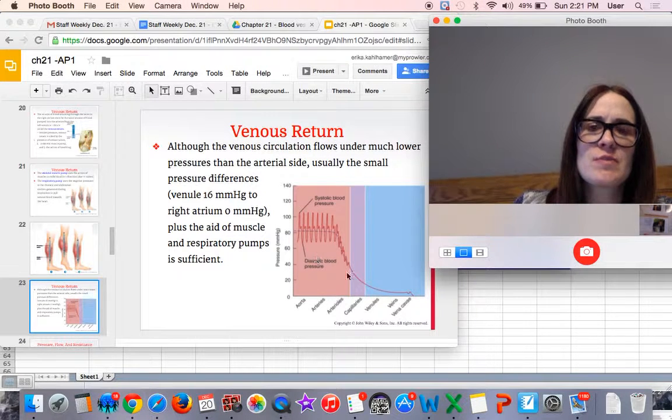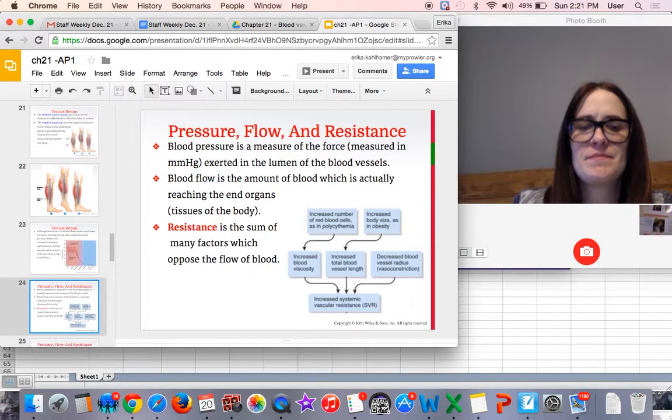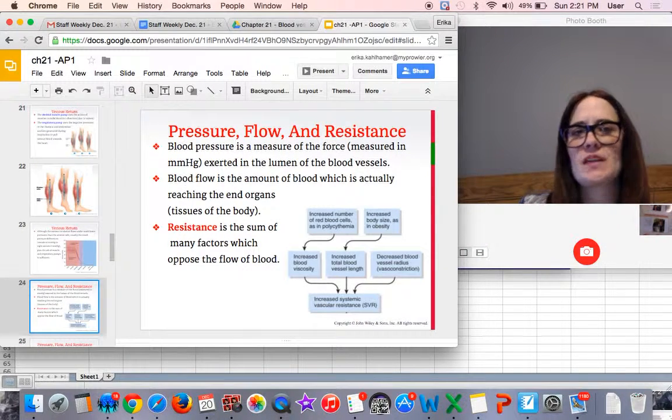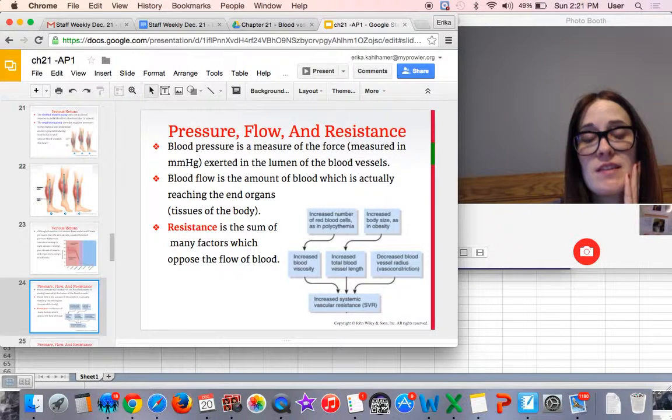The pressure difference between the arteries and the veins. Okay. Lastly, here we're going to talk about blood pressure, flow, and resistance, and shock.